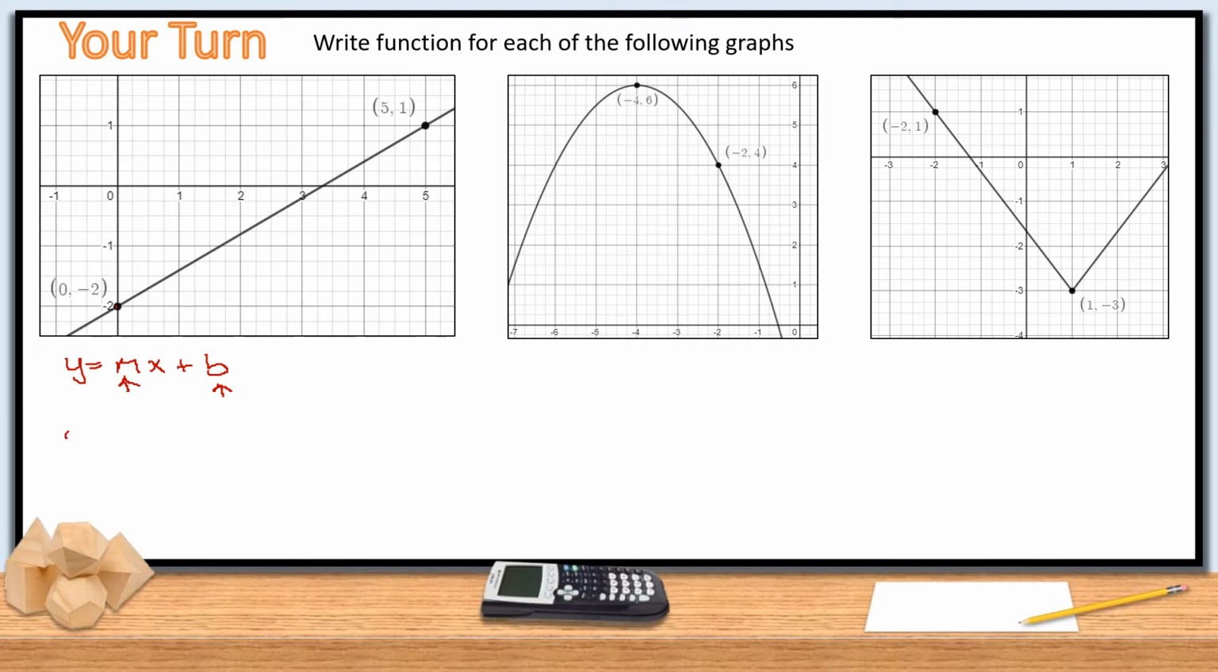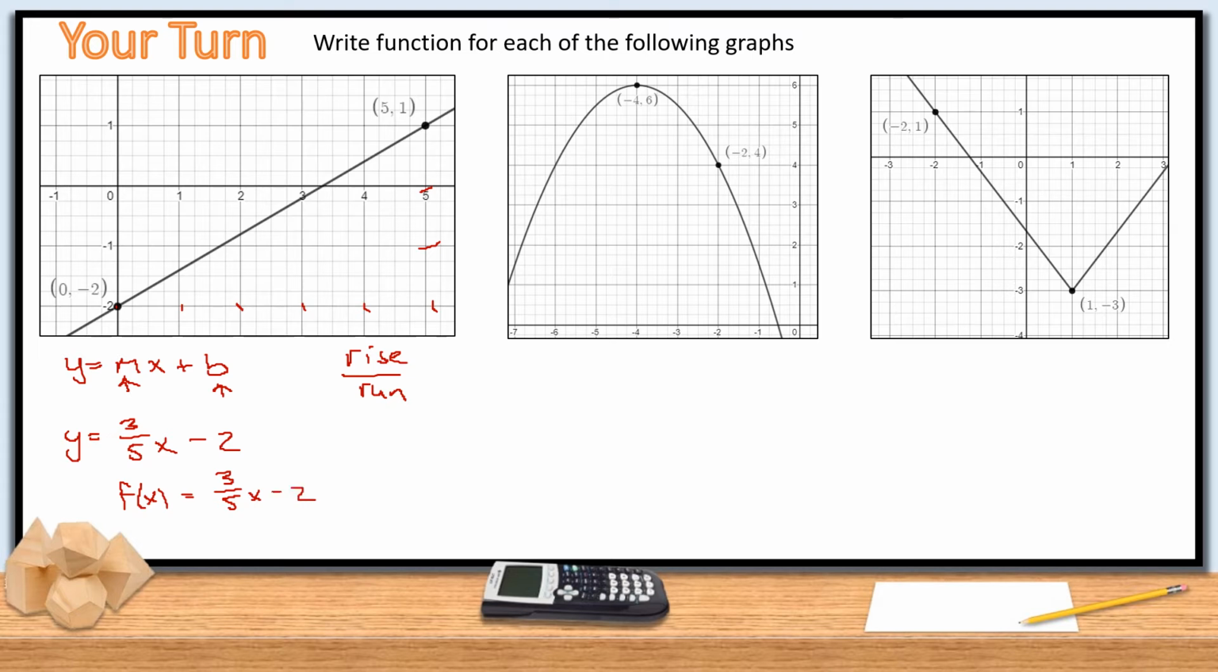So we could say y is equal to slope, so we're going over 1, 2, 3, 4, 5, and then up 1, 2, 3. Slope, remember, is rise over run. So it's going to be up 3 over 5, so 3/5 x. And then the y-intercept is minus 2. Done. And as a function, that would be f of x as opposed to y.